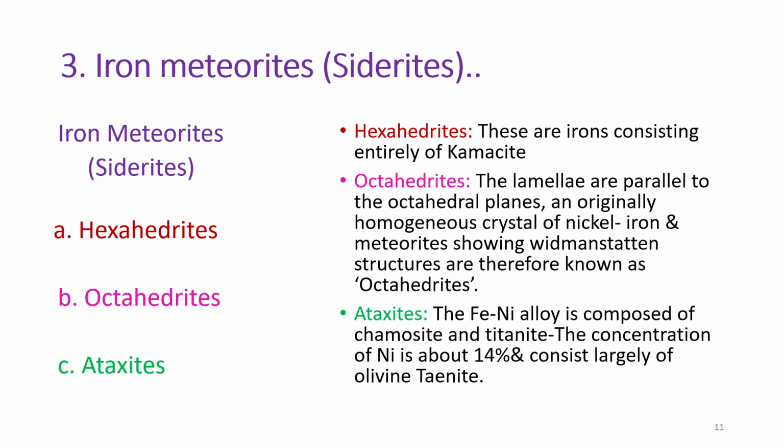Coming to the iron meteorites, these are again divided into three types: hexahedrites, octahedrites, and ataxites. Hexahedrites are iron meteorites consisting entirely of kamacite, whereas in octahedrites the lamellae are parallel to the octahedral planes. An originally homogeneous crystal of nickel-iron, with meteorites showing Widmanstatten structures, are therefore known as octahedrites. Then what are ataxites? Ataxites are iron-nickel alloys composed of kamacite and taenite. The concentration of nickel is about 14% and consists largely of plessite.